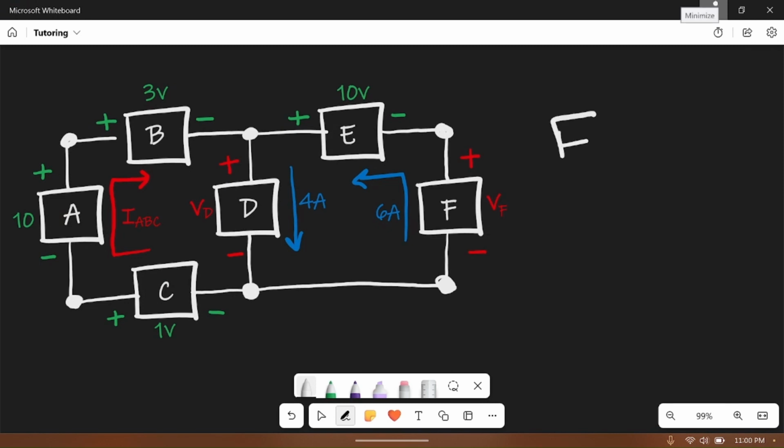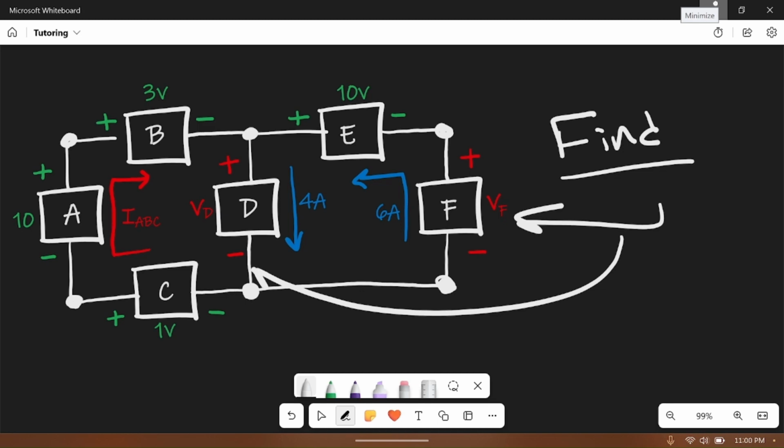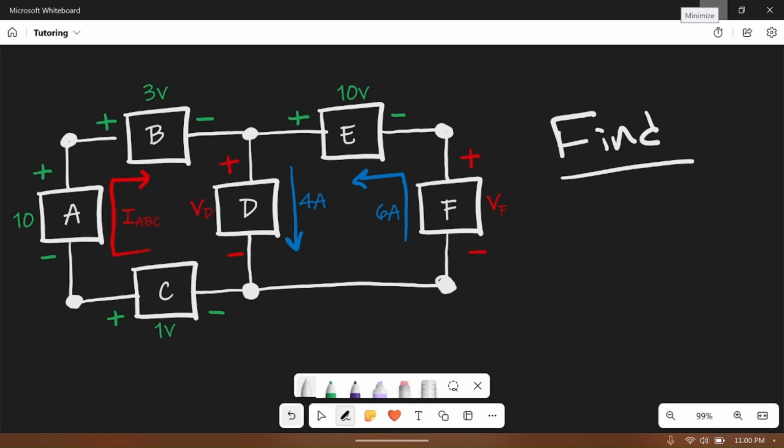Okay, so in this problem, we have to find the voltage on elements D and F. We've also got to find the current passing through A. Let's start with D first. We're at the beginning of your class and you don't know much, so it's best to use the voltage law, KVL, to figure this one out.